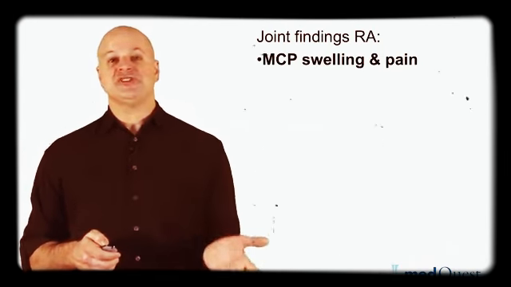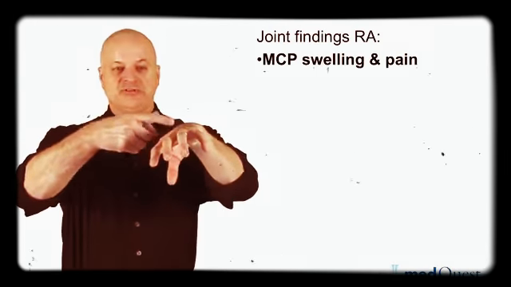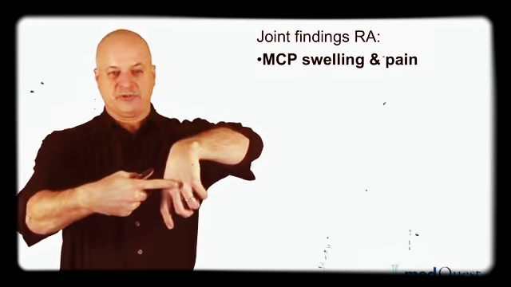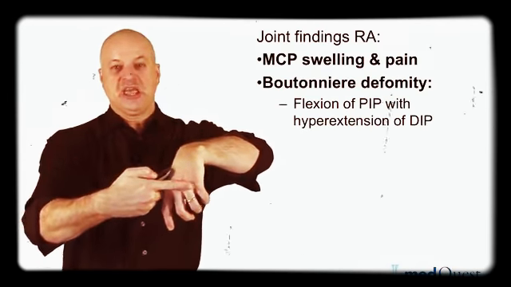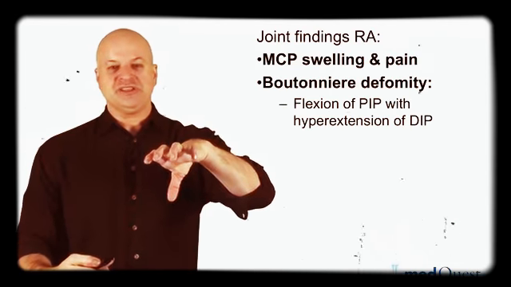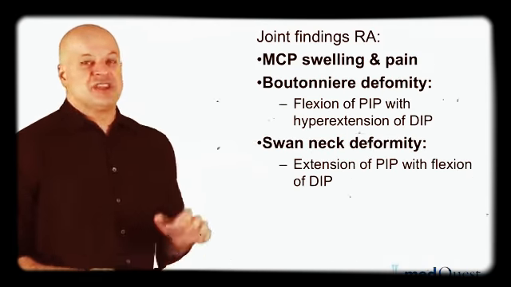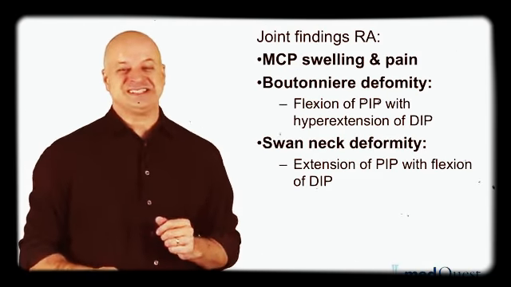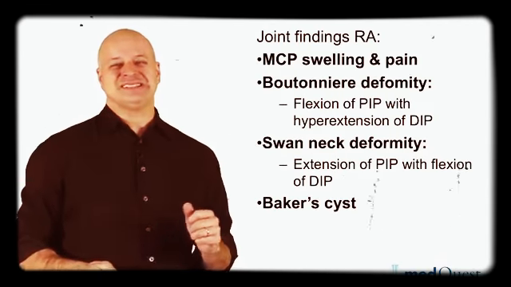The joint findings are MCP, metacarpophalangeal joints, and boutonniere deformity. Yeah, we're going to show you that in a second. It's terrible. Flexion of the proximal and hyperextension of the distal, and swan neck deformity, disgusting, right?